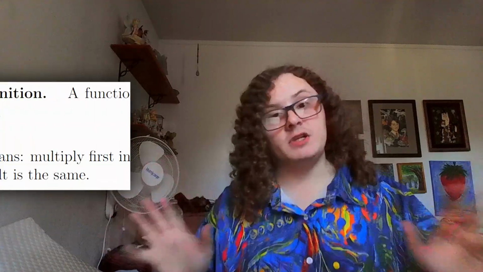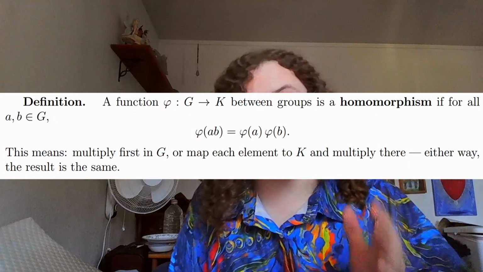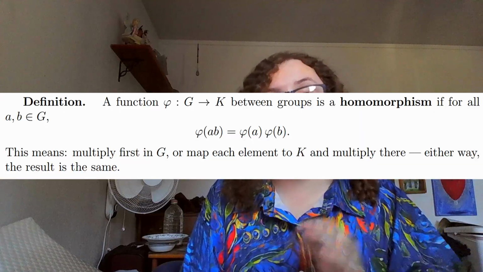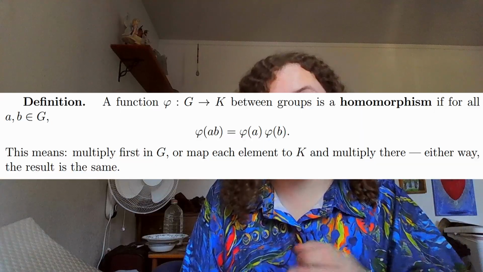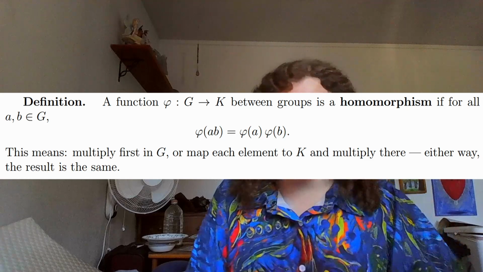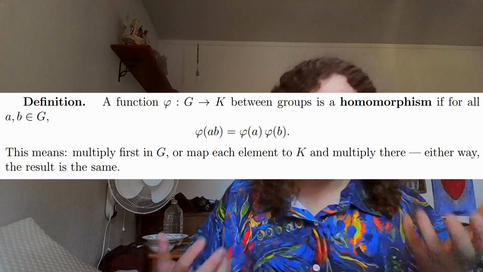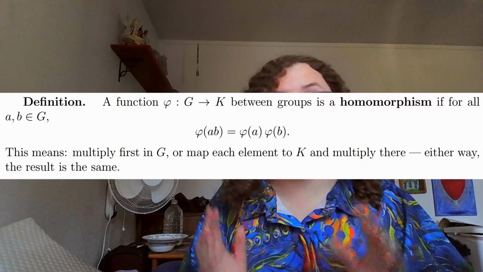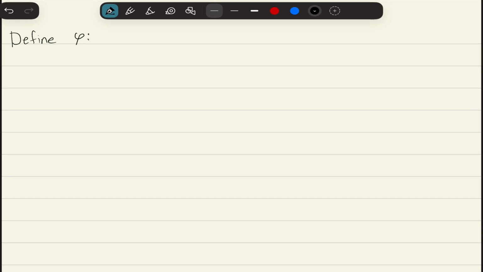If we relax the bijection requirement and only ask that the operation be preserved, we get the broader notion of a homomorphism. Definition: a function phi from G to K between groups is a homomorphism if for all a and b in G, phi of ab equals phi of a times phi of b. This means multiply first in G, or map each element to K and multiply there. Either way, the result is the same. Let's work through some concrete examples.